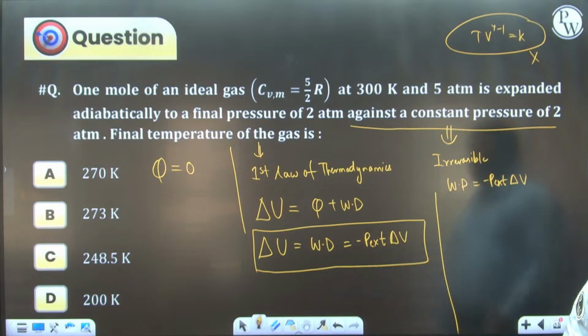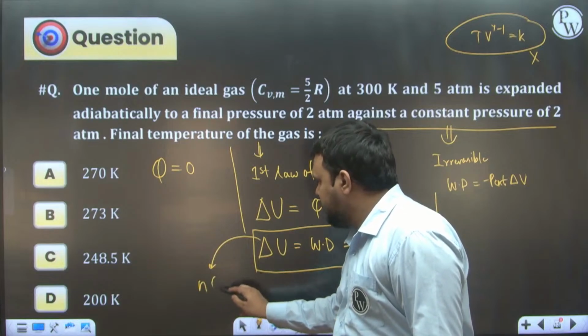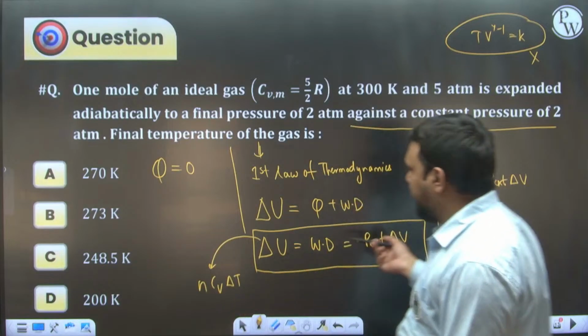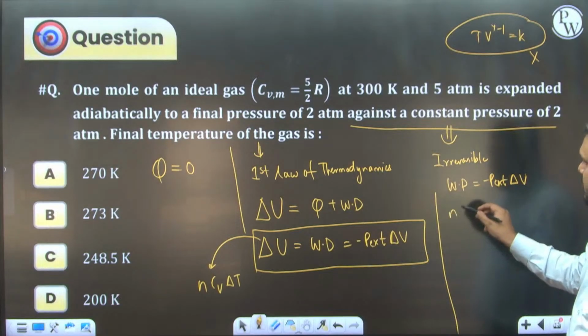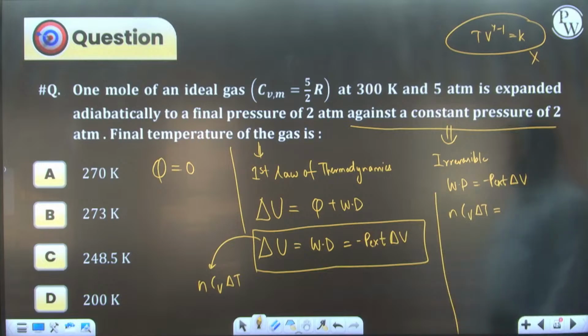Delta U is n CV delta T. We already know this. So I am writing over here n CV delta T is equal to minus P external, which is 2 atm, into delta V. Again, I do not have the volume values, so I am writing volume final as nRT final upon P final, which is 2.